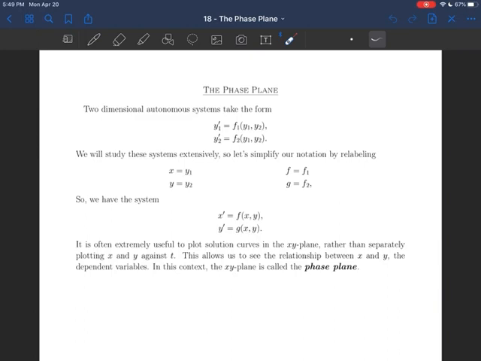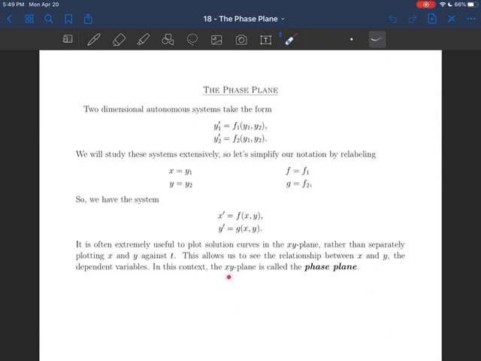And that's great. But often what you're concerned about is the relationship between x and y, not so much the relationships of each of them individually with time. And that's especially true in autonomous systems where the system doesn't change with time. So the only real thing that's changing the values of the variables is the other dependent variables. So x and y are influencing each other over the course of time.